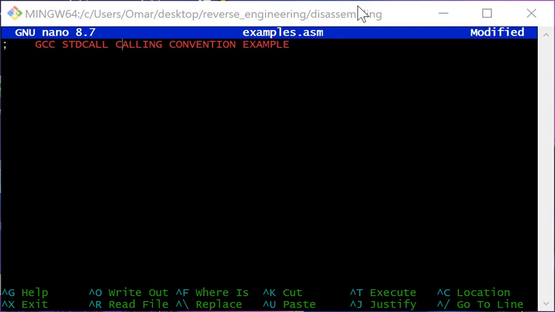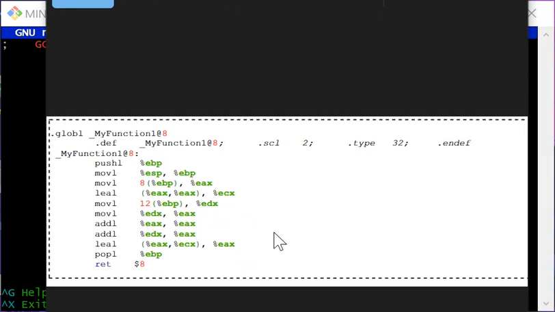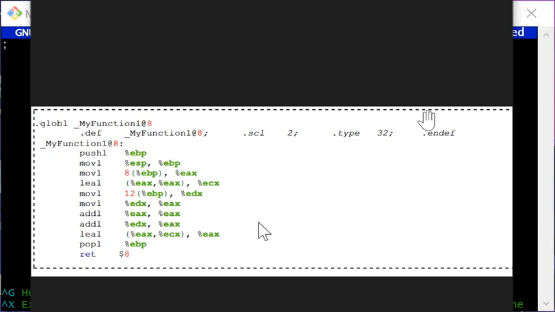In this part we are going to take a look at the STDCALL calling convention. Let's compare the implementation of myfunction1 in GCC. Let me bring that example right here so that you can see it. The name decoration is the same as in CL.